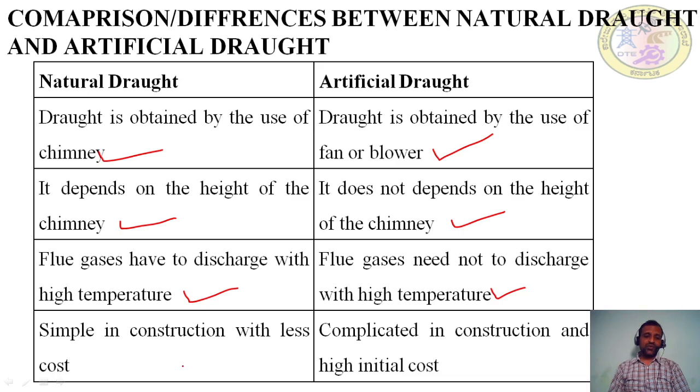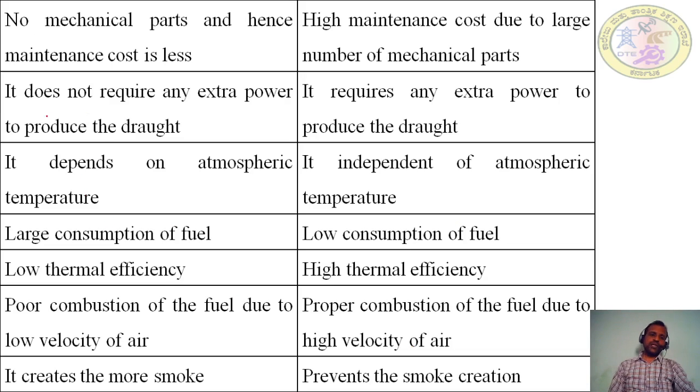Natural draught is simple in construction with less cost. There is no extra part like fan and blower in the case of natural draught. In the case of artificial draught, you are using the fan and blower, so it is complicated in construction and high initial cost is required. Again, in the case of natural draught, there are no mechanical parts and hence maintenance cost is less here.